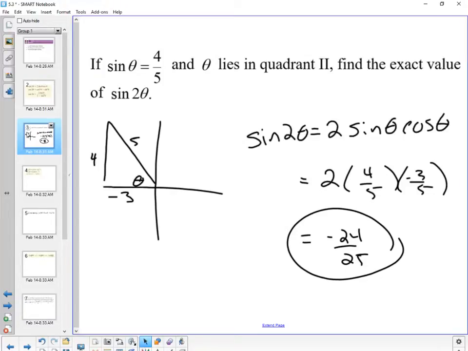Because technically 2 is 2 over 1, isn't it? Yeah. So I just go 2 times 4 times 3, 1 times 5 times 5. Okay, and then tangent is sine over cosine. Cosine is opposite over adjacent. No, cosine is adjacent over hypotenuse. Alright, cosine is adjacent over hypotenuse.